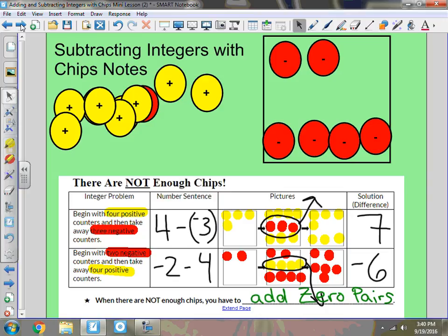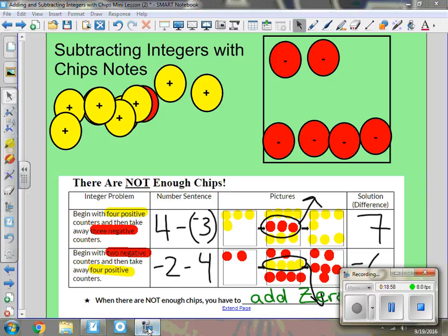So that concludes our lesson on subtracting and adding with integers and chips. We will go ahead and learn about multiplying and dividing in our next video.